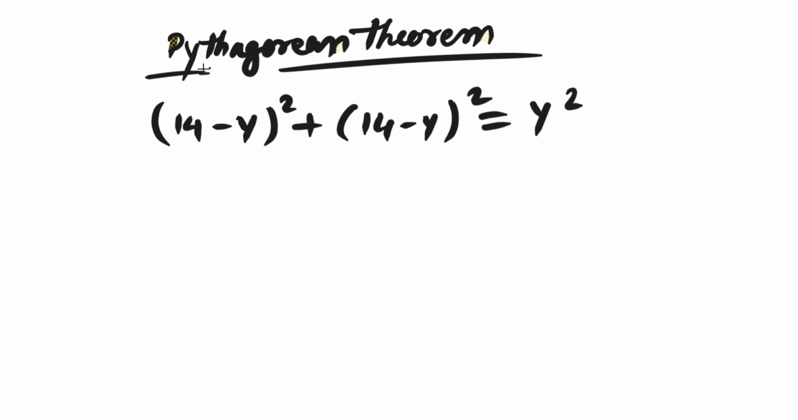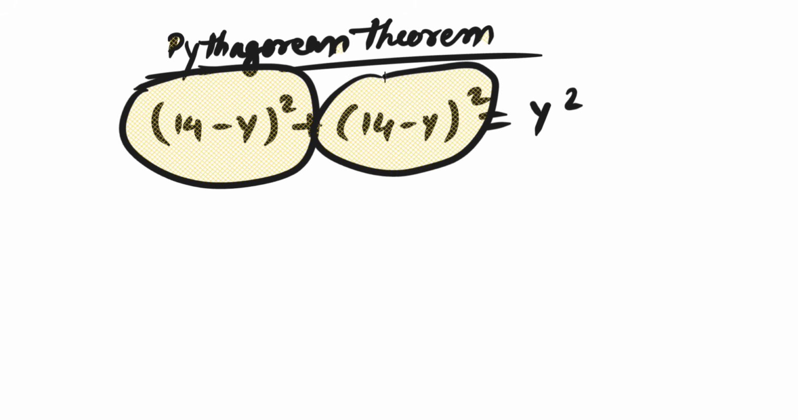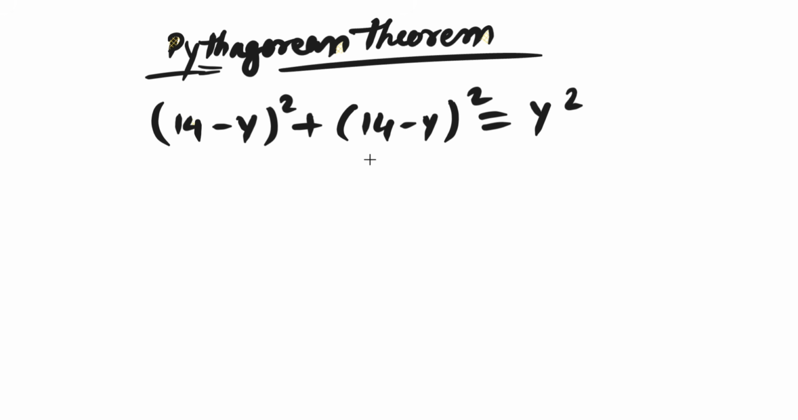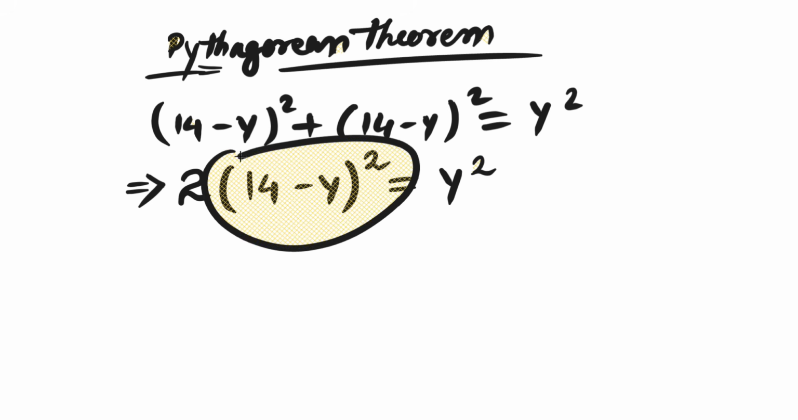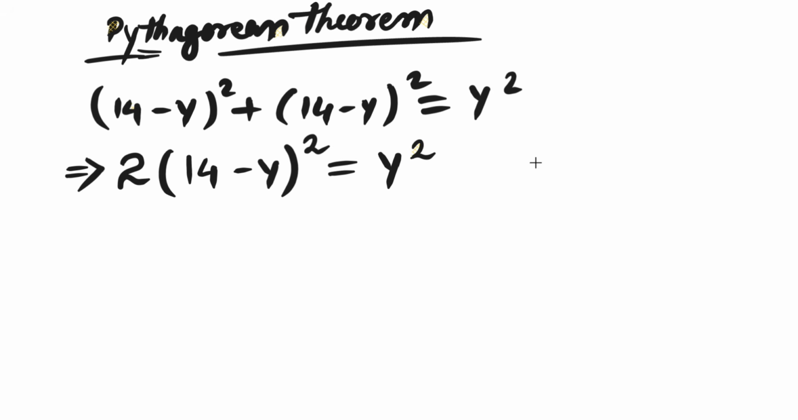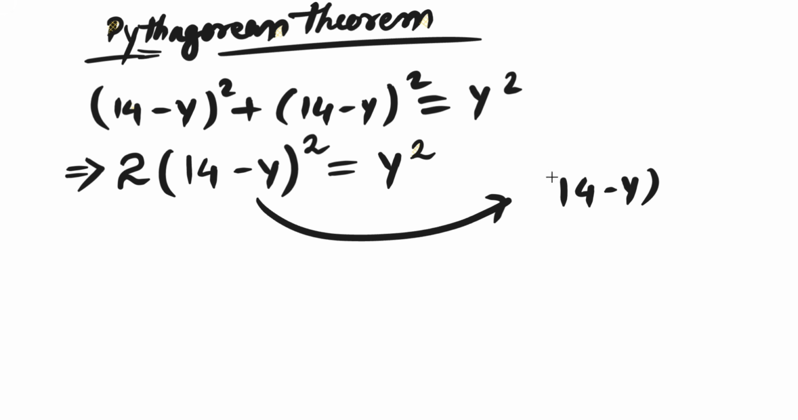Now, notice that the 2 terms on the left are identical. We have the same quantity, (14 minus y) squared, appearing twice. So instead of writing it twice, we can simply multiply it by 2. Therefore, we get 2 multiplied by (14 minus y) squared equals y squared. Now we need to expand the squared expression. Let's be careful here. (14 minus y) squared means that we multiply 14 minus y by 14 minus y.